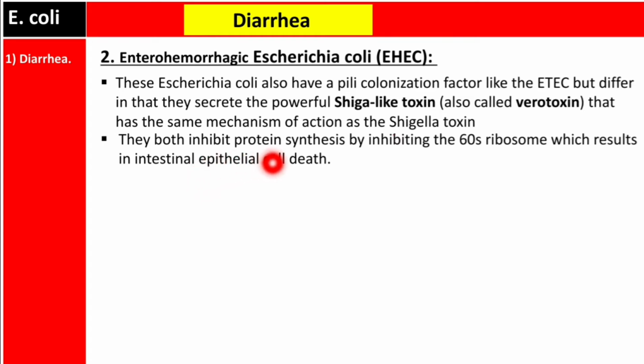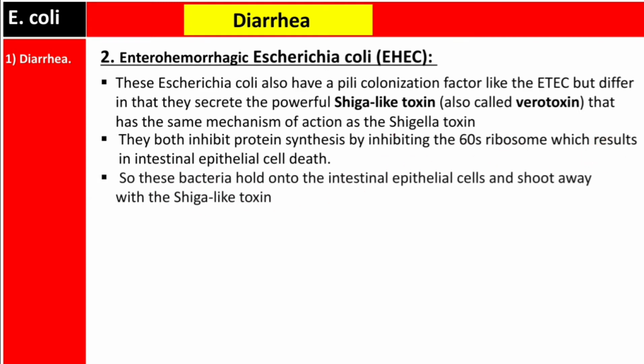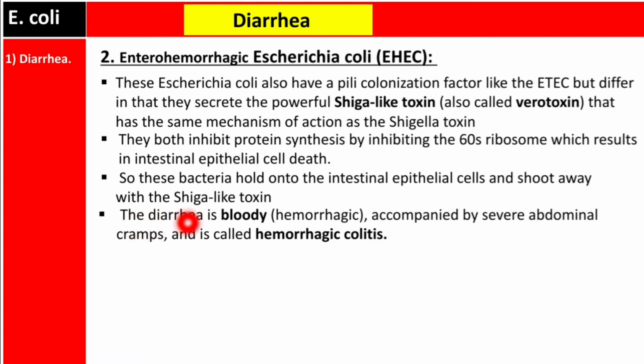They both inhibit protein synthesis by inhibiting the 60S ribosome, which results in intestinal epithelial cell death. So these bacteria hold onto the intestinal epithelial cells and shoot away the Shiga-like toxin. The diarrhea is bloody because it's hemorrhagic. It's accompanied by severe abdominal cramps and is called hemorrhagic colitis.